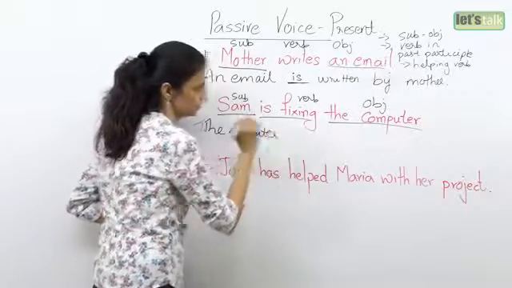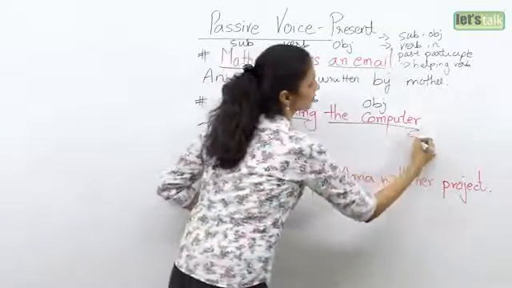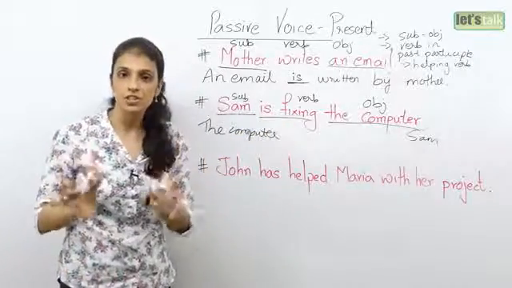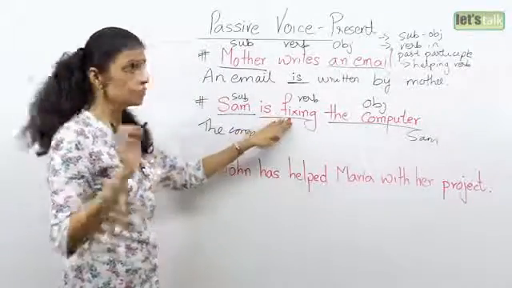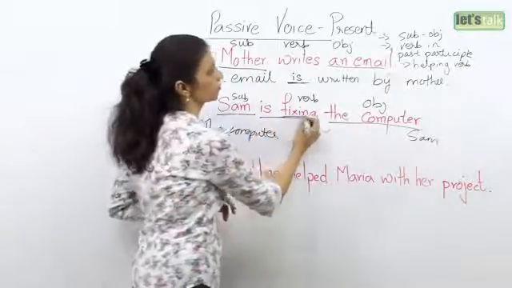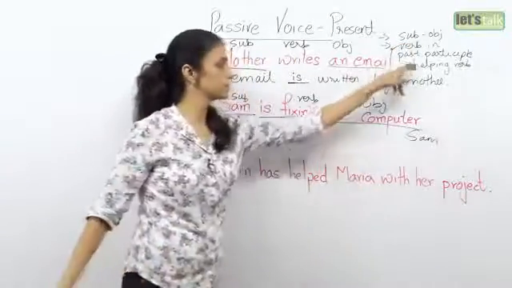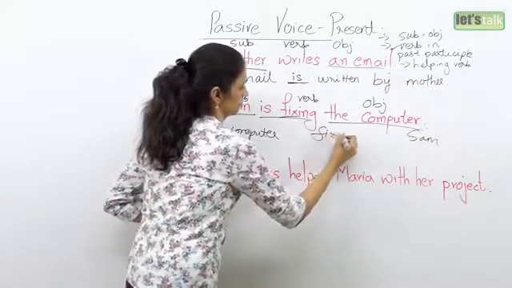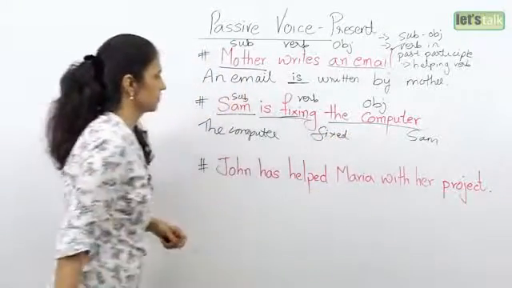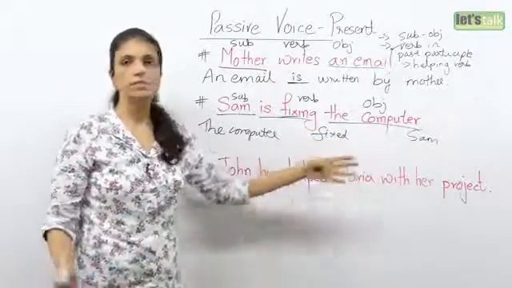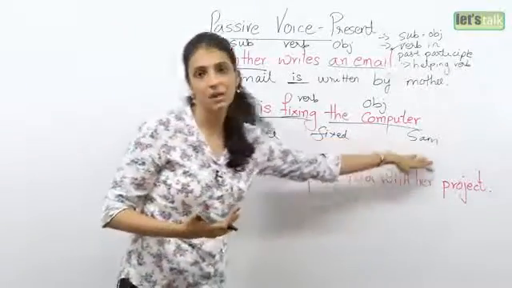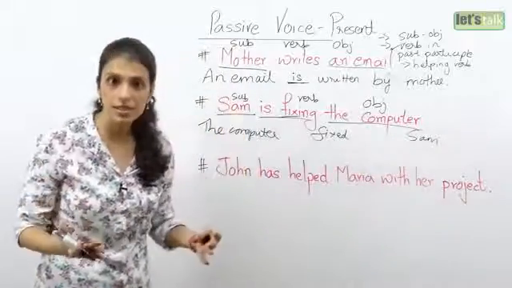Okay, so the computer. And let's have Sam here in the place of the object. Because this is a continuous tense, remember we put the verb in the third form. So we've got to put it in the past participle. Fix, fixed, fixed. Okay, the computer fixed Sam. Does this make sense? Of course not. The computer can't fix Sam. It is Sam who is doing the action.